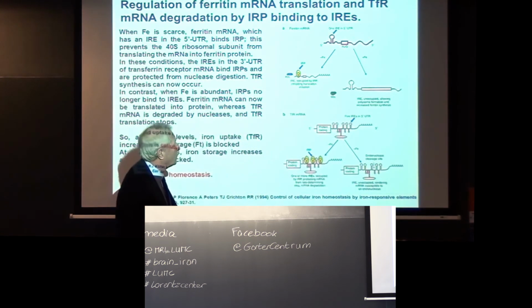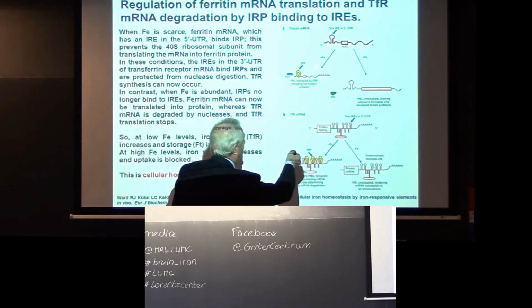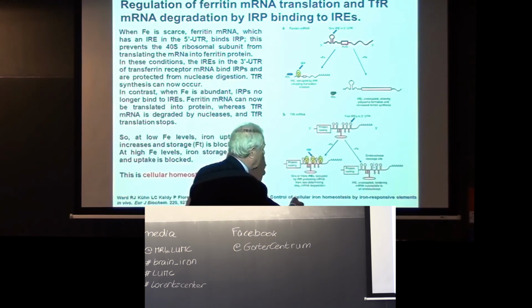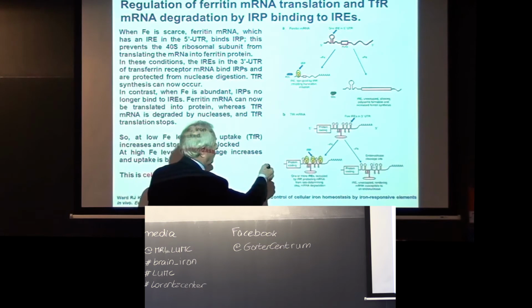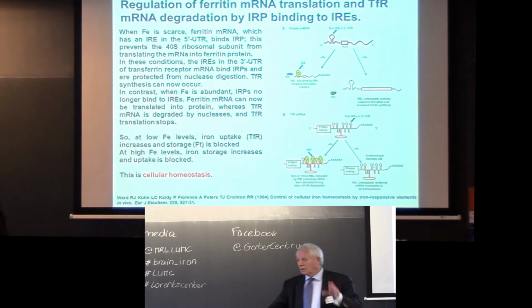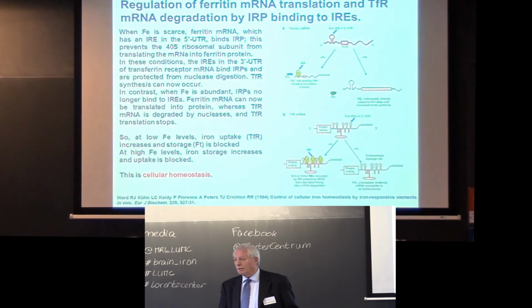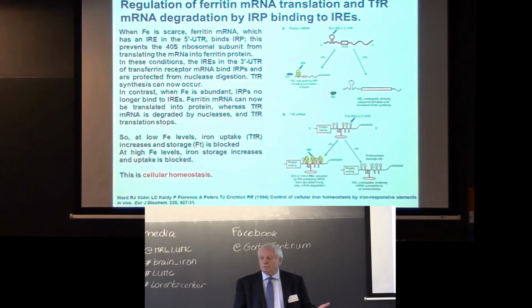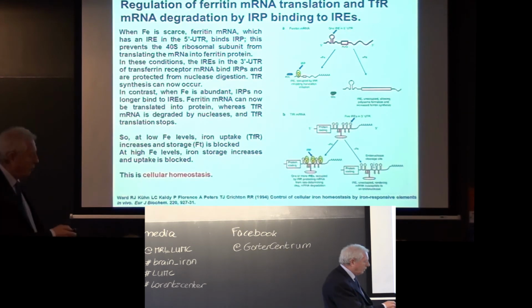When you've got low iron, exactly the opposite happens. Transferrin receptor is upregulated because these messages bind and are protected. Ferritin is not synthesized. So you've got a nice yin-yang mechanism where if iron's in too great amount, you increase the storage protein and you decrease the uptake system. And if you've got too little iron, you do the opposite. That's at the cellular level.